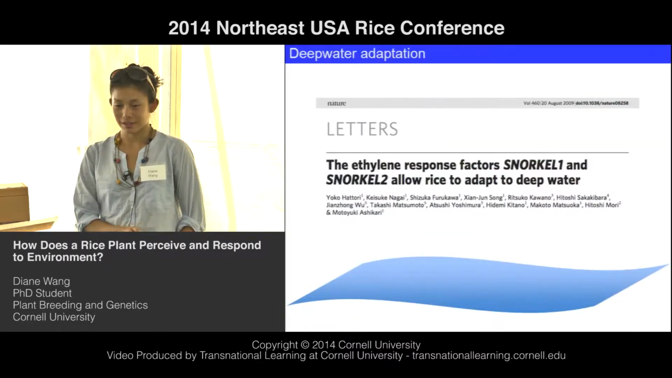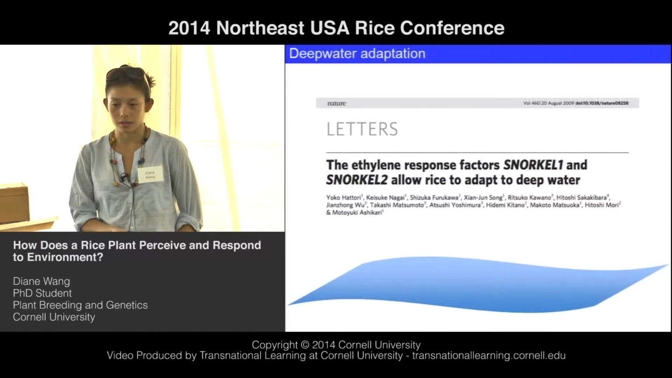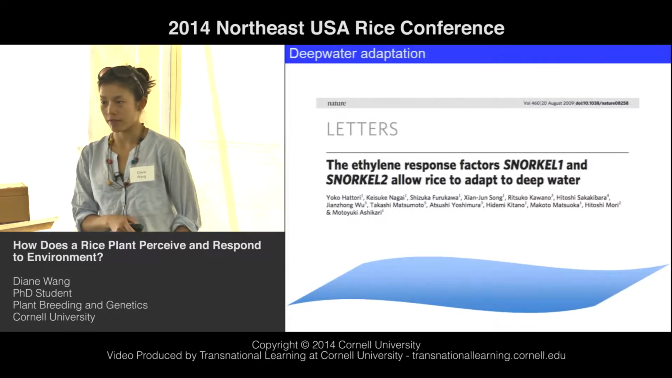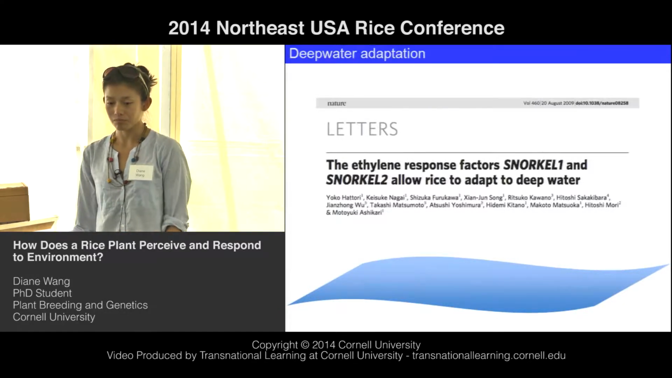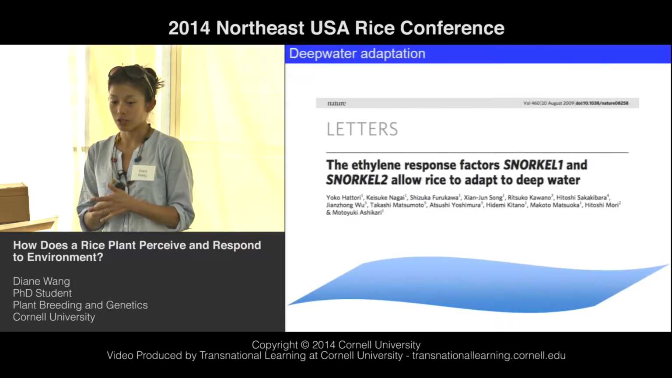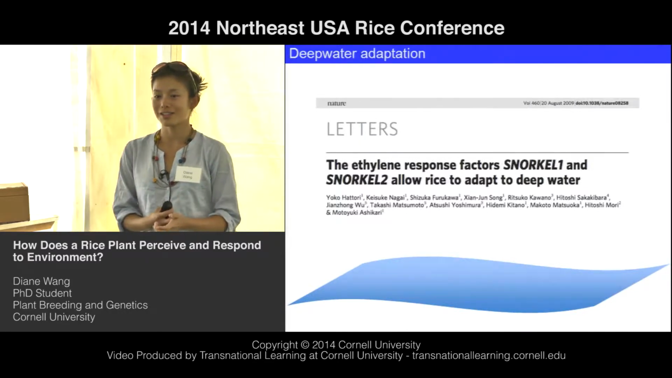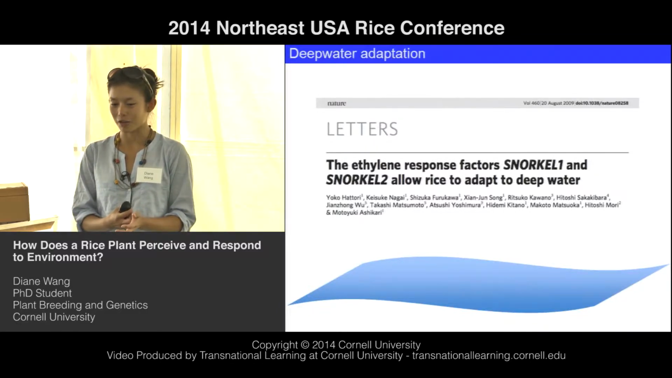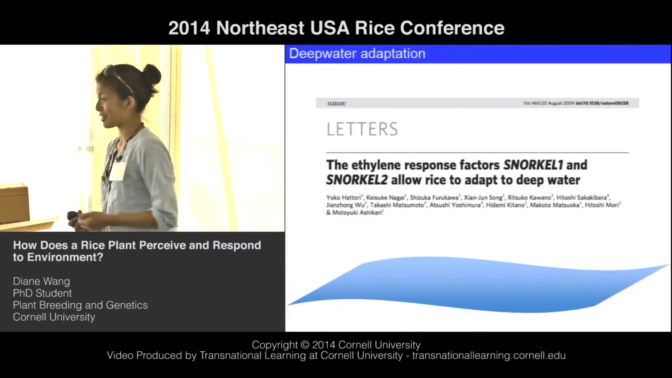So that brings us to the second type of flooding, which is deep water. And again, deep water flooding contrasts with flash floods in that they are much longer in duration, and the water levels can be much higher. In 2009, three years after Sub1A was discovered, scientists found two other ethylene response factors, and they named them Snorkel1 and Snorkel2. The study was done in Japan, out of Motoyuki Ashikari's group, and he said he named them these names because the word snorkel sounds very similar in Japanese and in English.